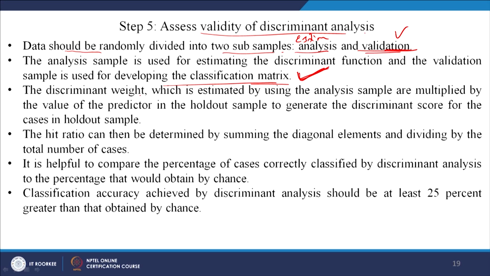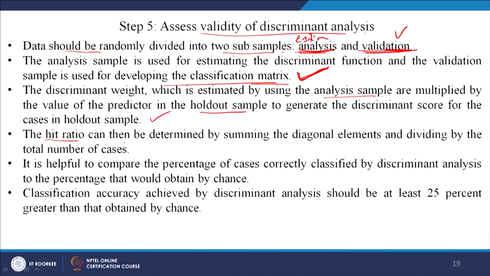The discriminant weights estimated by using the analysis sample are multiplied by the values of the predictors in the holdout sample. This is the validation on the holdout sample, to generate the discriminant score for the cases in the holdout sample, right. So, one you are using for validation, the other you are using for estimation. If you do not do this, it is not a very great deal, you can still get to know, but the point is if you validate it, it becomes more rigorous, right.